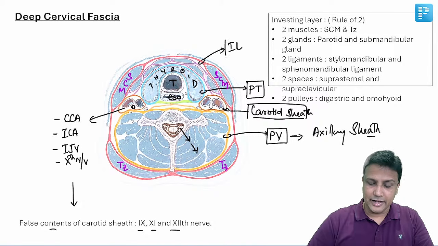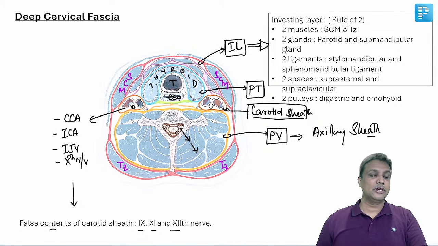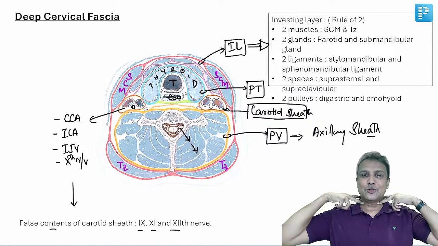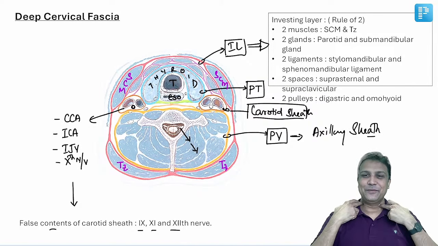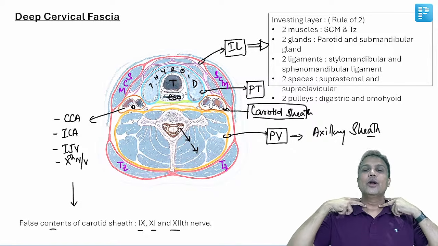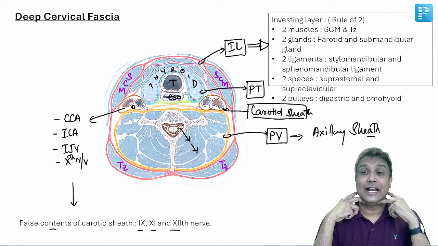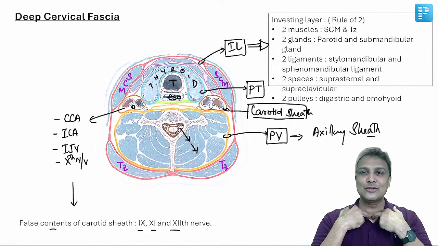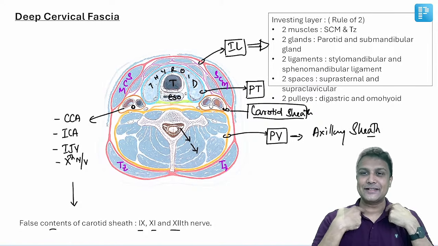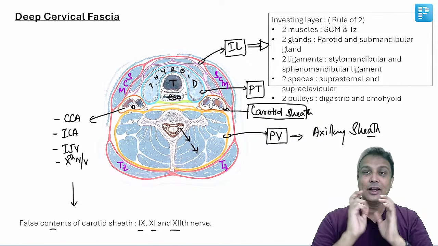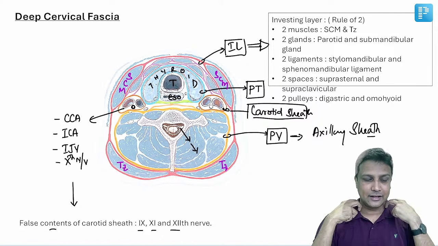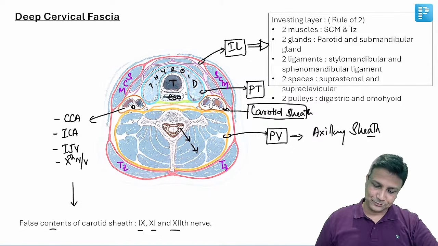Now, once you are done with all these things here, welcome to the last and final one, that is the investing layer. And for this investing layer, you have to remember the rule of two. Now, what is this rule of two? It is enclosing two muscles in the middle here, sternocleidomastoid and the trapezius. A little above, it will be enclosing two glands here, parotid gland and submandibular gland. A little below, it will be enclosing two spaces here, that is the suprasternal space and the supraclavicular space. So remember like this: above it is enclosing two glands, below it is enclosing two spaces, and in the middle two muscles.